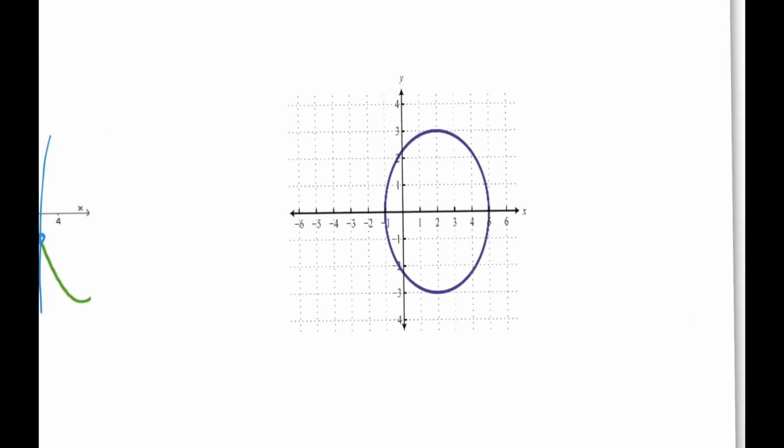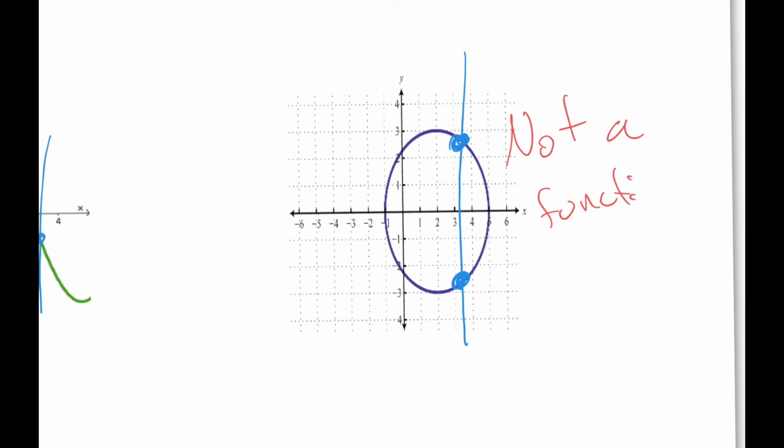If you look at the circle, anywhere you draw a vertical line, you're actually going to cross the circle 2 times at 2 different points, right here and right here. So that means that this graph, a circle, is not a function. It doesn't pass the vertical line test. I'll put here not a function. So you guys know that any graph that touches the vertical line more than once is not a function. So that's the answer.